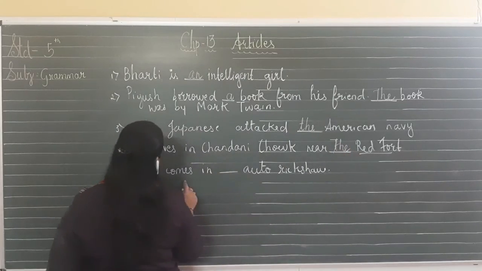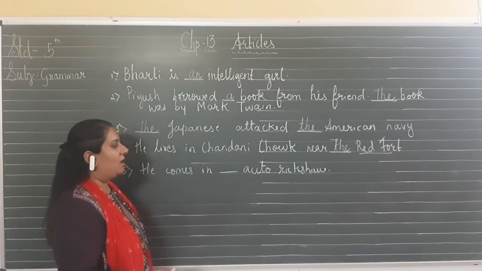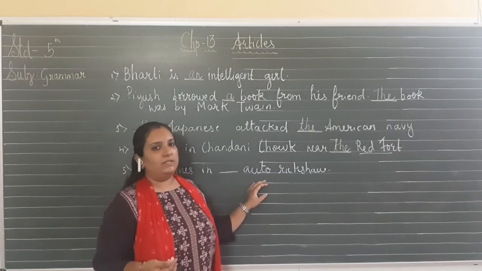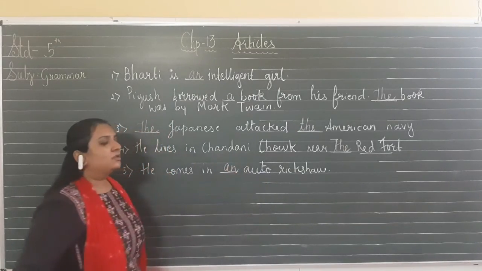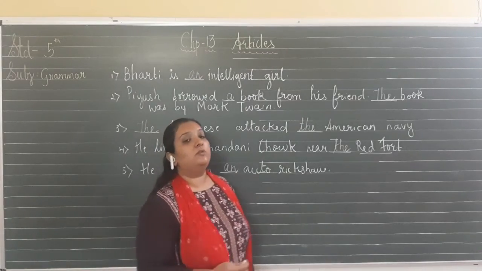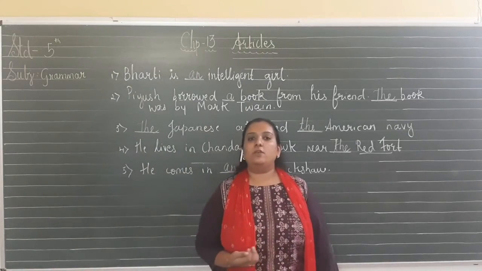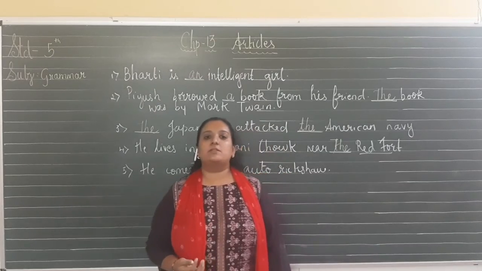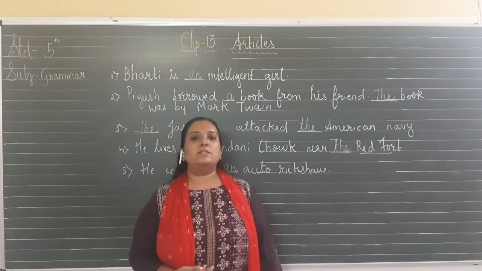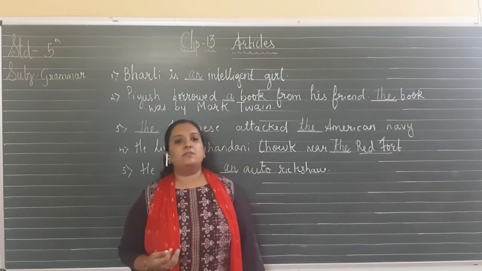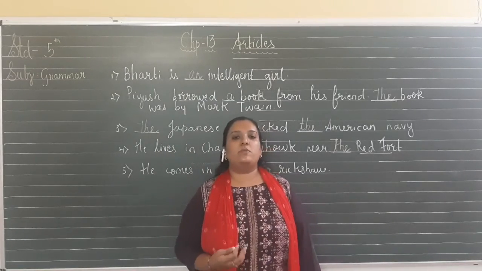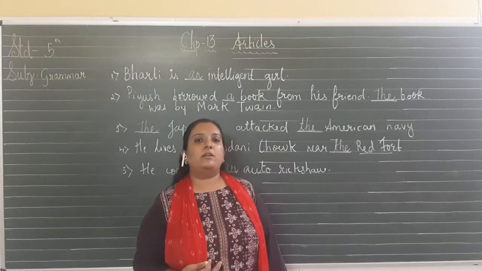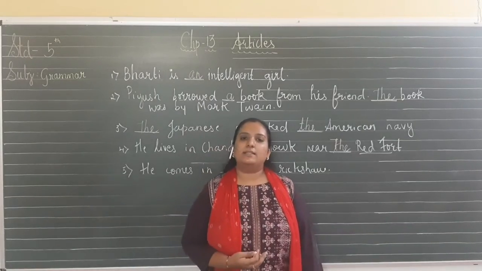Next, he comes in dash auto rickshaw. Auto, vowel sound. So here we use article an. So I hope students you have understood what do you mean by articles. Where do we use article a? Wherever there is a consonant sound. Where do we use article an? Wherever there is a vowel sound. And where do we use article the? Whatever things we make particular, name of a person, place or things.